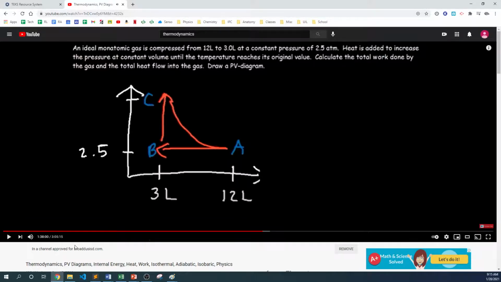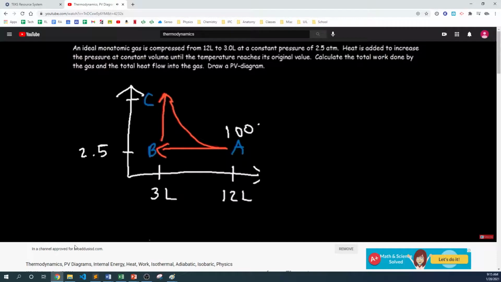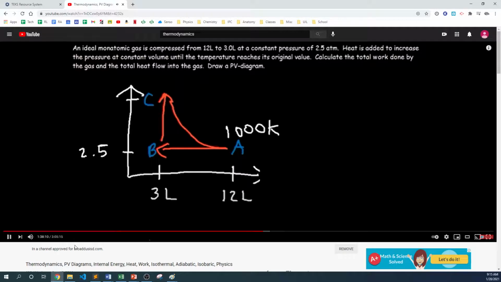Okay, that was it. I didn't remember that. So I didn't know if this would work. Apparently, if it doesn't give you a temperature, you can just make up a temperature and then calculate throughout it. So if the temperature is 1,000, what would be the temperature at 3 liters?